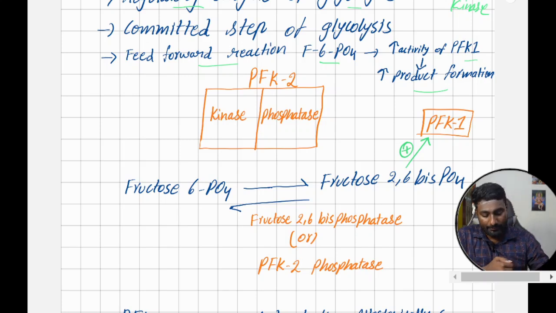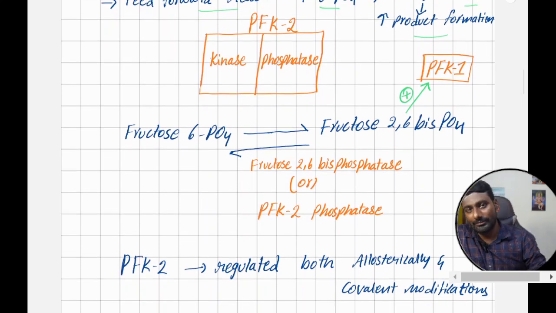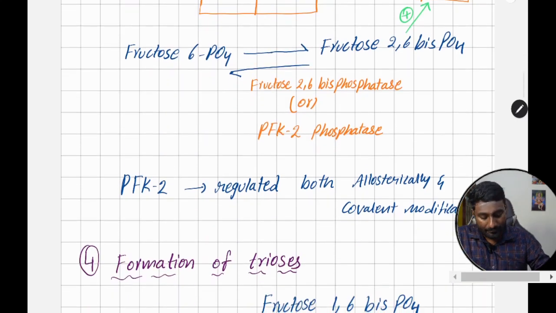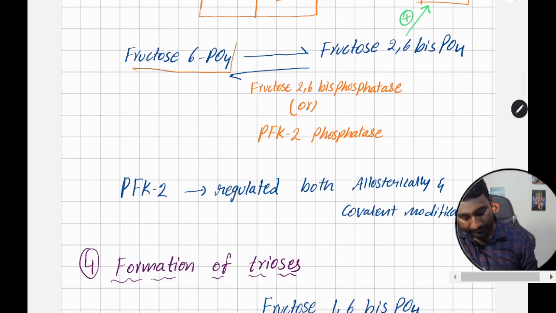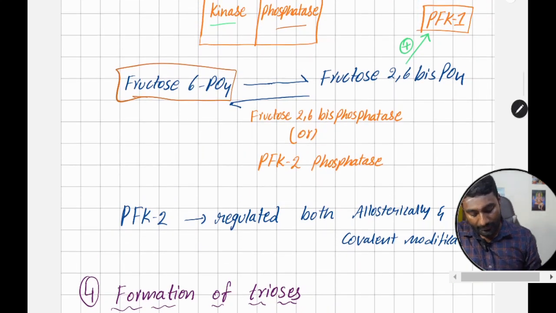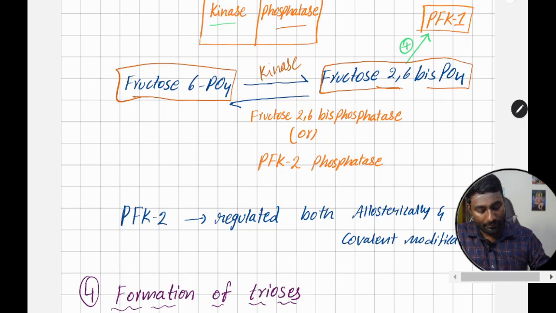Now you have two enzyme systems, one is PFK1 and the other is PFK2. In PFK2 you have two things, one is the kinase activity and the second is the phosphatase activity. If you see this reaction, fructose 6 phosphate, with the help of kinase activity, is getting converted into fructose 2,6 bisphosphate. In this way, fructose 2,6 bisphosphate is formed, which is going to activate PFK1. Got it? Understood?